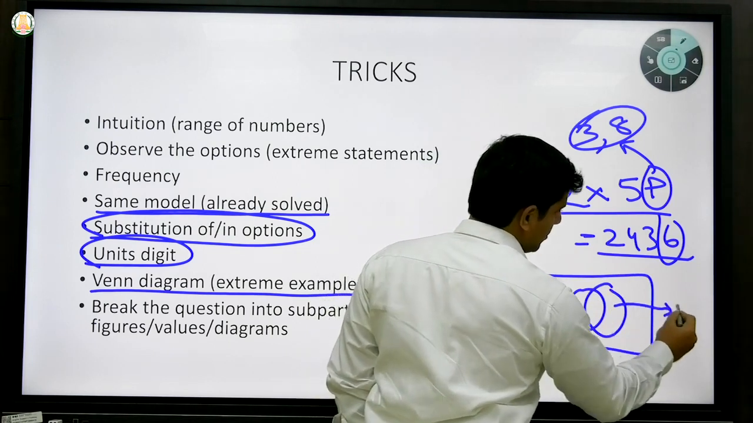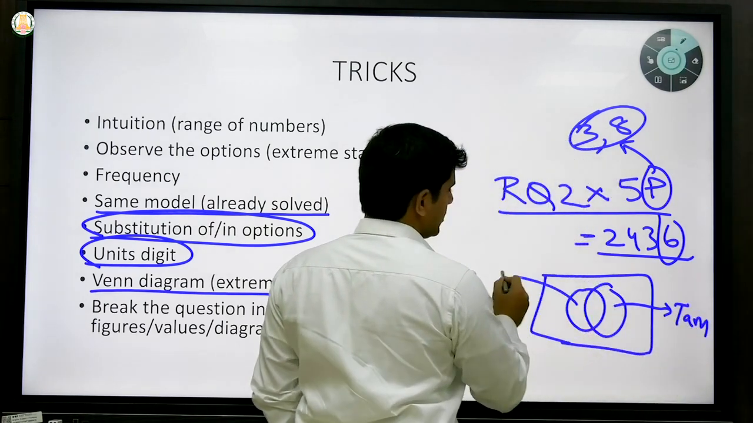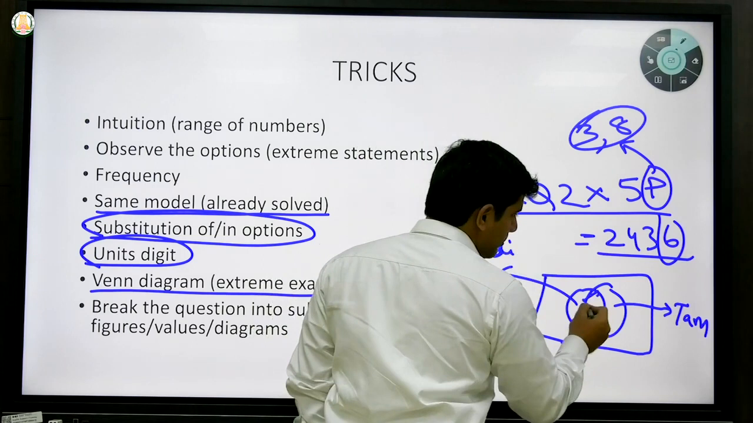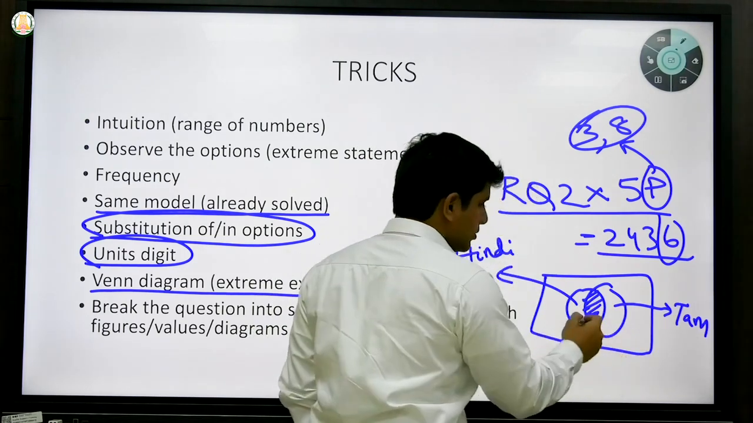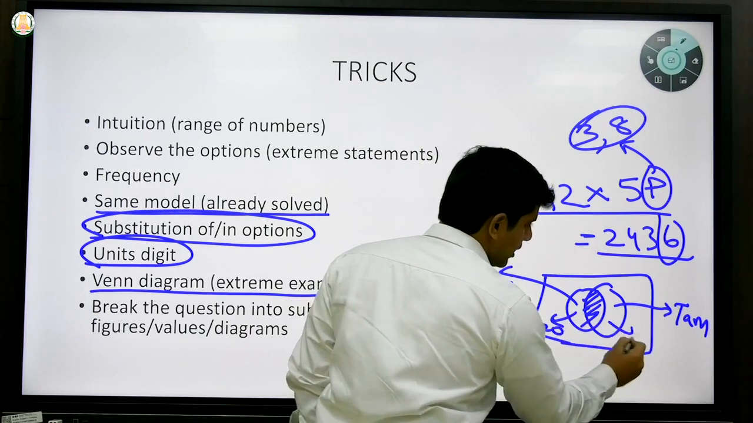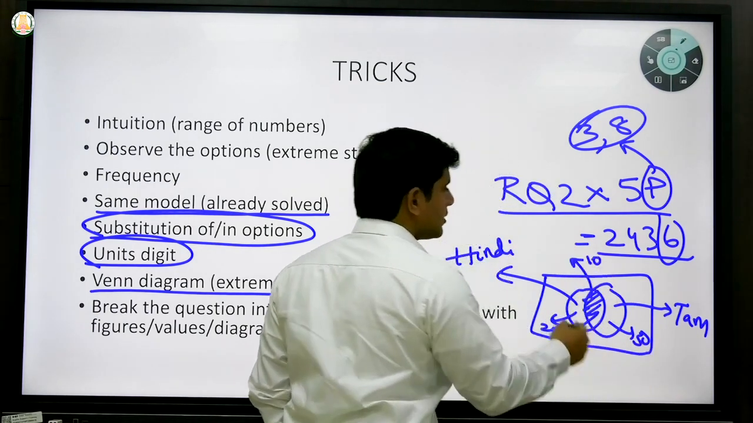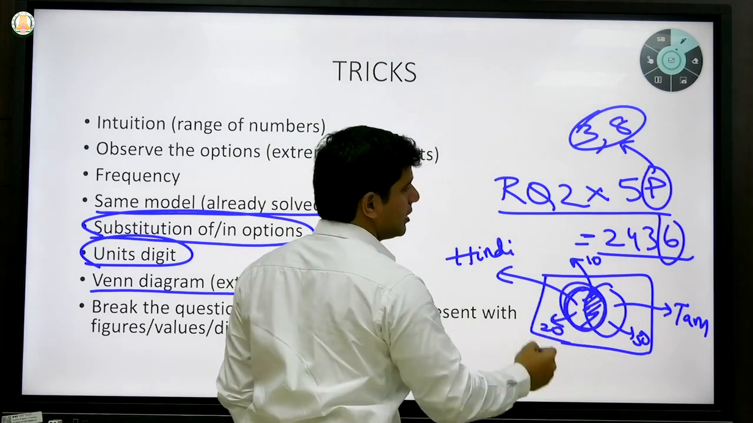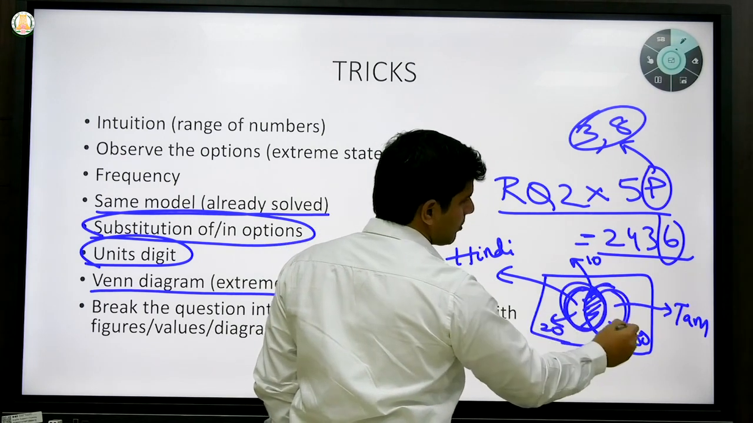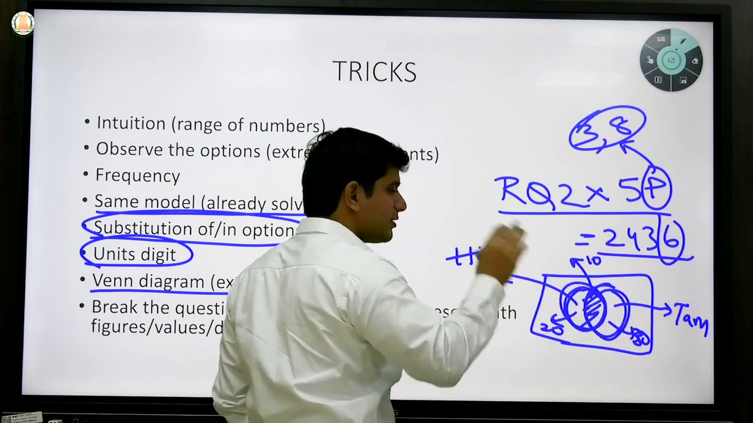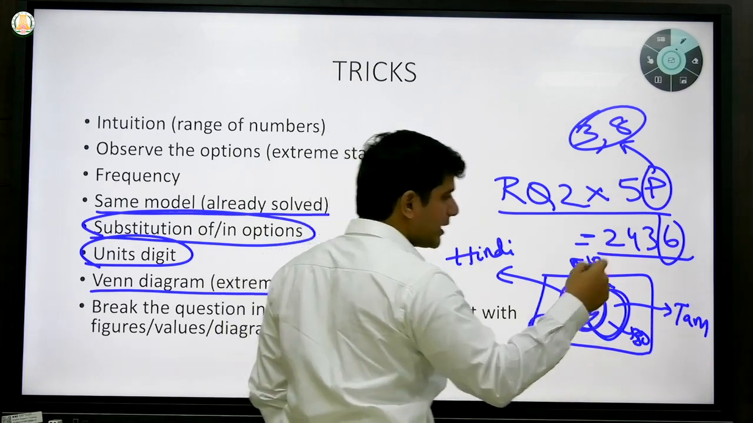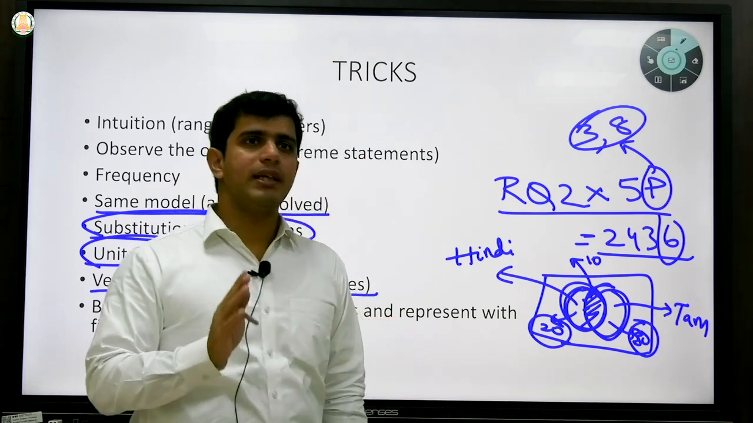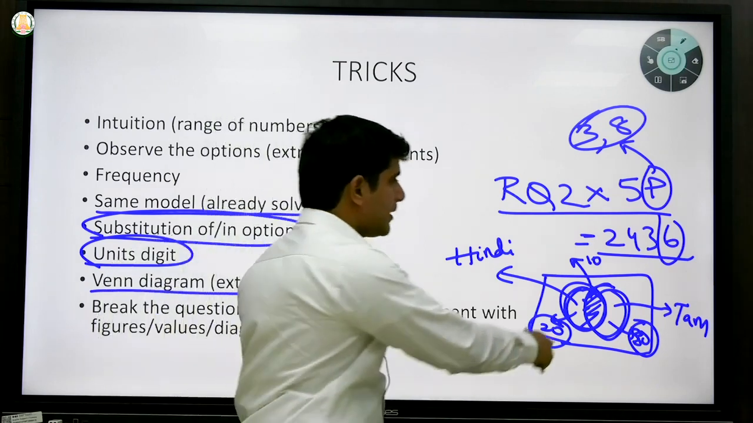Let's say these are only Tamil speaking people, and these are only Hindi speaking people. There'll be some common people who know both Hindi and Tamil. So let's say this is 20, this is 30, and this is 10. Now when they ask how many speak Hindi, you should say it is 30, because all these people can speak Hindi. How many speak Tamil? It is 40, because 30 plus 10. But if they ask how many can speak only Hindi, it will be 20, and how many can speak only Tamil, it will be 30. And if they ask how many can speak Hindi and Tamil, it will be 10.